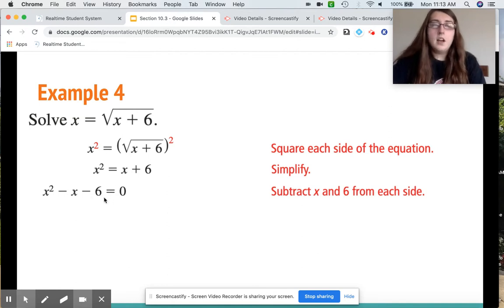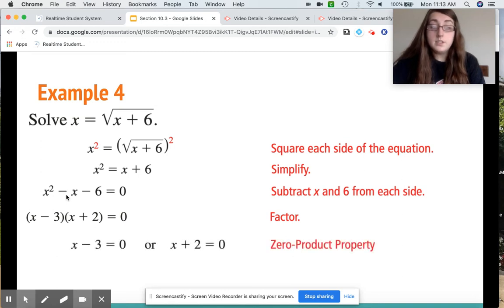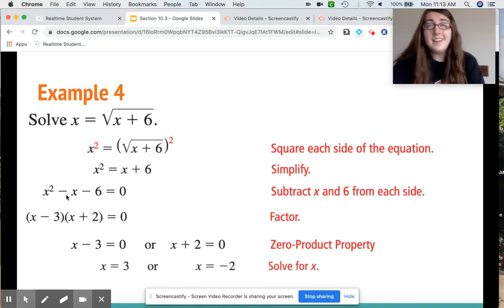Now from there, are there factors of -6 that add to -1? So you can factor this, and you do not have to go through the whole process of using your quadratic formula. So by factoring, you get x minus 3 times x plus 2. Set them both equal to 0, and you get x equals 3 or x equals -2. Now you have 2 possible answers.